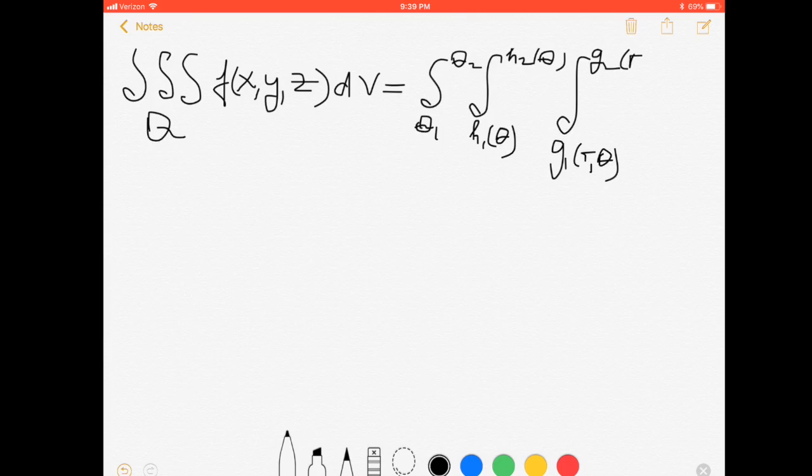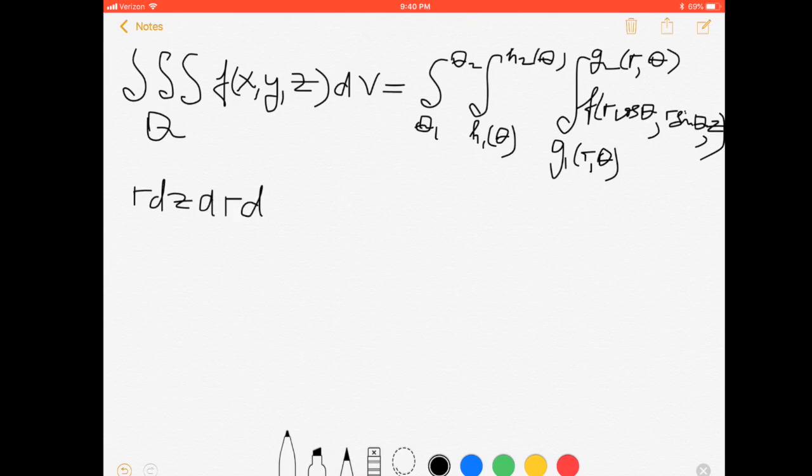to g2 depending on r and theta. Then for function x, you substitute with r cosine theta. Y, you substitute with r sine theta. Z is still z. And then you need to multiply it by r and take it to order of integration. It will be dz, dr, d theta. Sorry, it's not staying on one line.